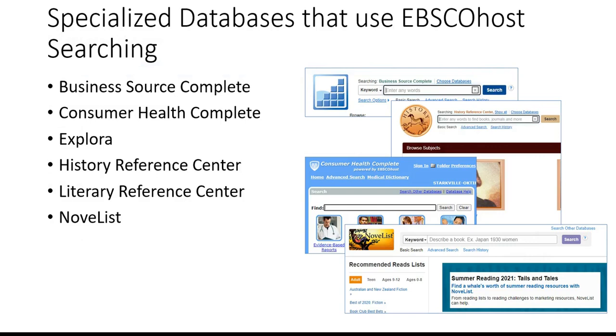There are also databases in Magnolia that have customized interfaces for their topics, such as Business Source Complete, History Reference Center, and Novelist. While they don't look the same as other EBSCO databases, they still have the same bones underneath, with the same tools for advanced searching.